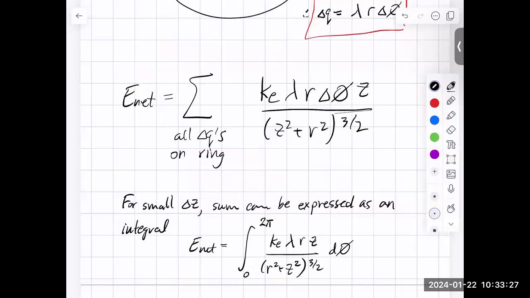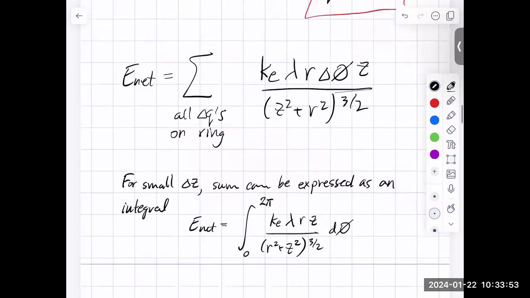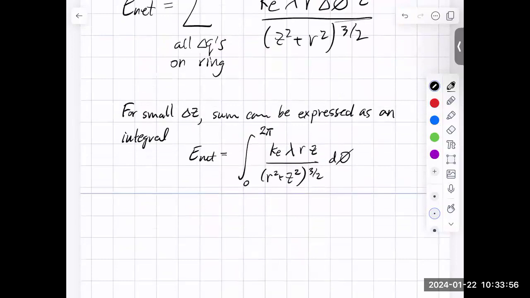Now, our ring has a constant radius. So r is a constant. Our point P is always the same height z above the ring. So z is a constant. Ke is a constant. Lambda is a constant. Everything in our expression is a constant. And whenever you have constants inside an integral, they can be taken outside. So let's take the constants, which include r and z, outside the integral.